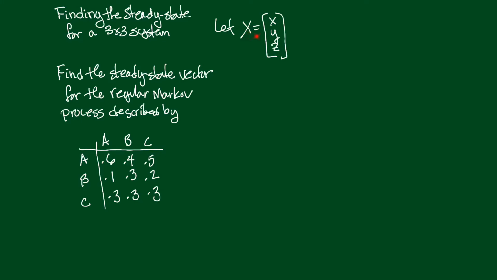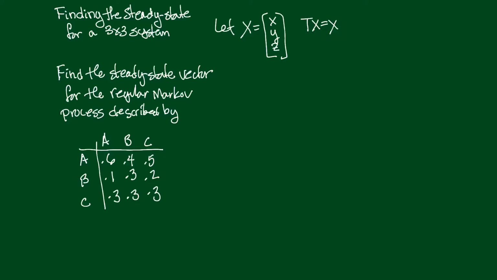Let x be this steady state vector. Now it's supposed to be a capital X. This is a lowercase x. So here's a steady state vector. I'm just calling it x. And we know that we can find the steady state vector by solving this equation: Tx equals x. Right? What that does, it takes the transition matrix, applies it to our steady state vector, and what do we get back? The same steady state vector. So here's our matrix equation.